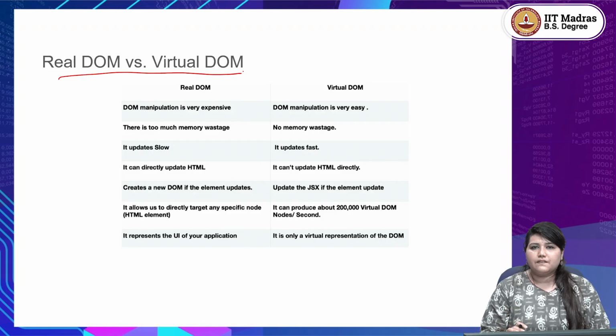The real DOM is heavy and slow to update. Any change can require a lot of computation and repainting. On the other hand, the virtual DOM is faster because it works in memory, calculates only necessary updates, and makes React apps feel smooth and responsive. This is one of the core architectural decisions that makes React such a great choice for modern web development.